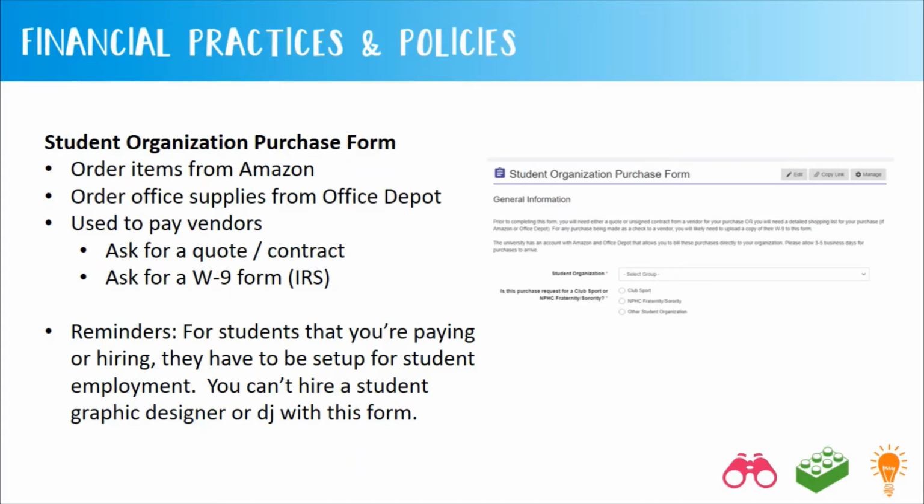The process for this form is that you fill it out, put in your request, and then when you hit submit, it goes to your advisor for approval, and then it goes to either student involvement or rec sports if you're a club sport for us to be able to further process.